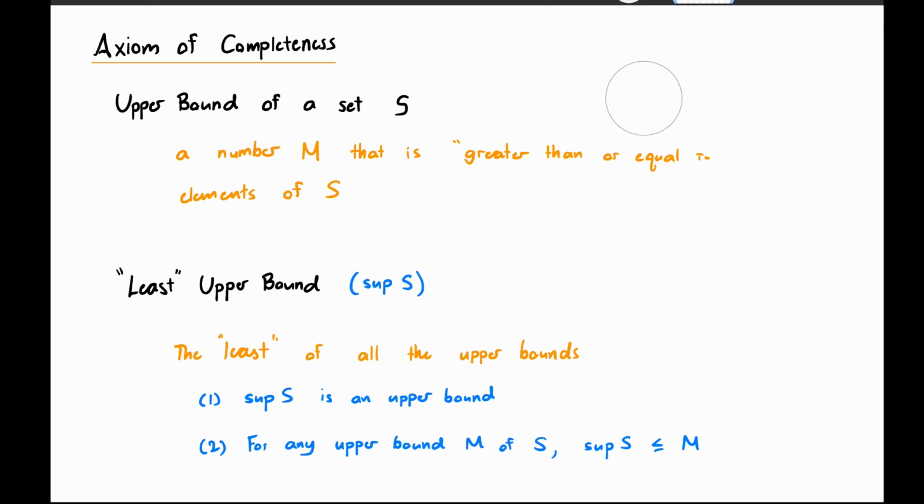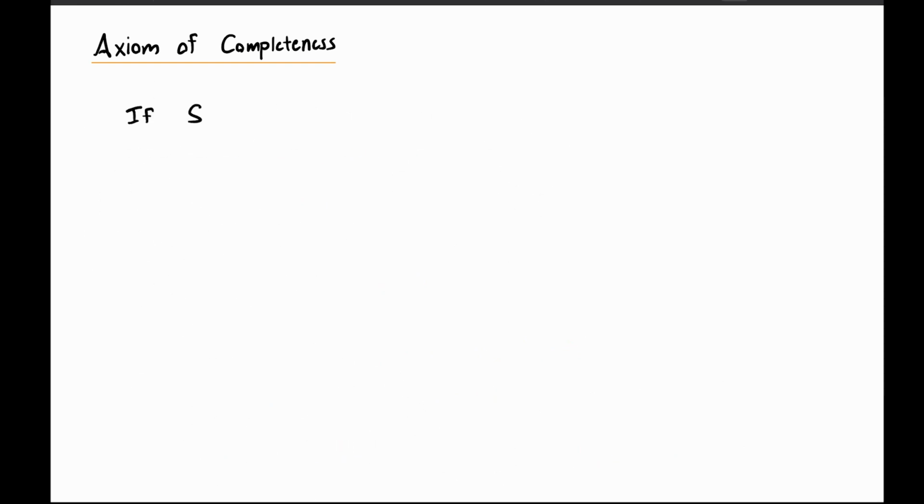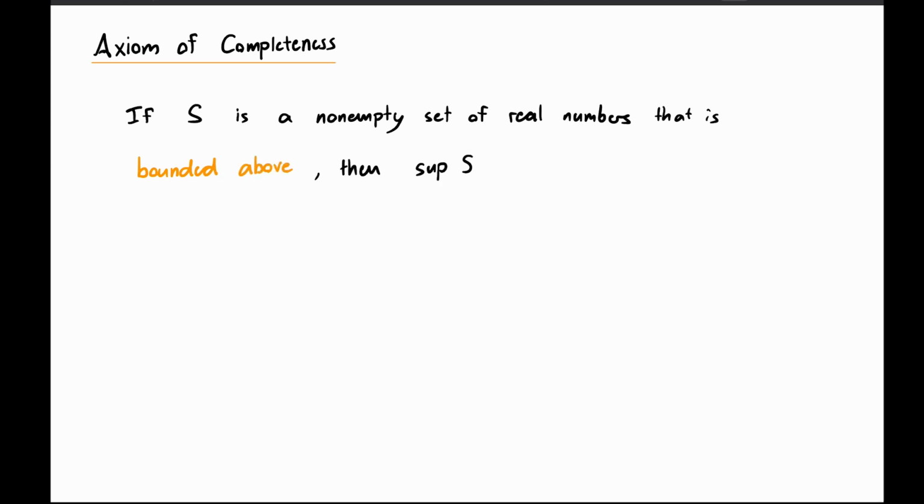Now let's get into the formal statement of the axiom of completeness. The axiom of completeness states that if S is a non-empty set of real numbers that is bounded above, then the supremum of S exists and is a real number. So the set has to be non-empty because you can't have a least upper bound for nothing. It's also got to be bounded above because you have to have at least one upper bound to have a least upper bound at all.